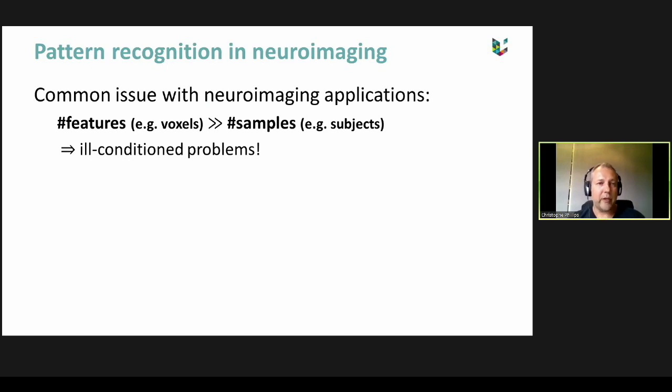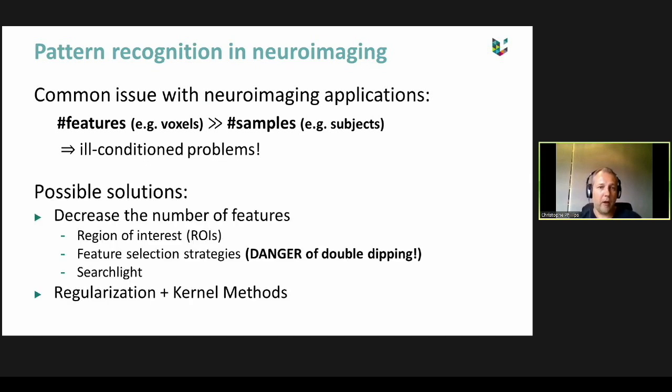Because we move on to this common issue with neuroimaging, as I mentioned. Typically in a brain image, you have 100,000 voxels, but we rarely have a data set with 100,000 subjects. So we end up with a problem where there are more features than samples, more voxels than example subjects in the data set. And this leads to what is mathematically expressed as an ill-conditioned problem. So there is no unique solution to that problem.